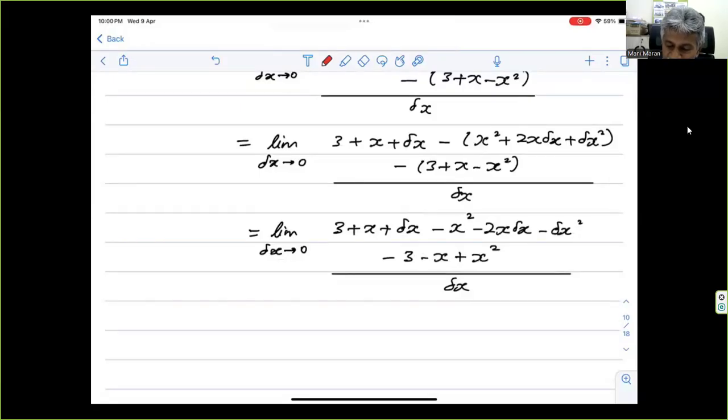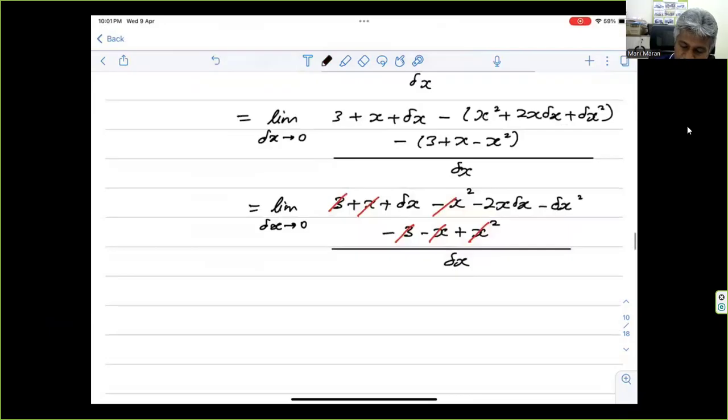So you look carefully, you got 3 here, can cancel with this 3. And then you have x, this x cancels with this x. Then you got minus x squared cancels with this x squared. And then what else you have? That's all, right? Then you can simplify.